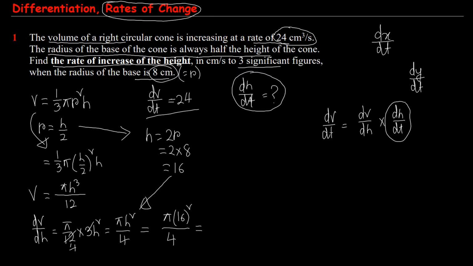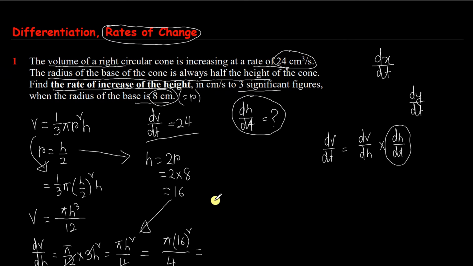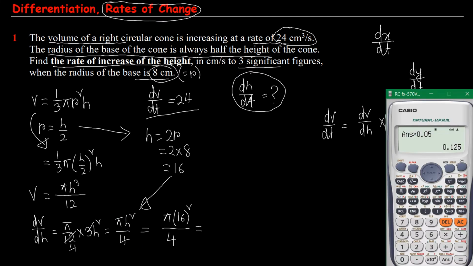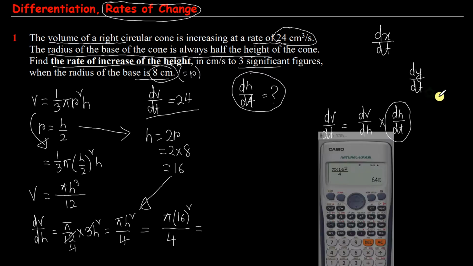We can use a calculator to get our value. Let me use the calculator here. So this is our calculator. We write pi, shift pi, into 16 square divided by 4. We get from here 64 pi. Let me write the 64 pi.